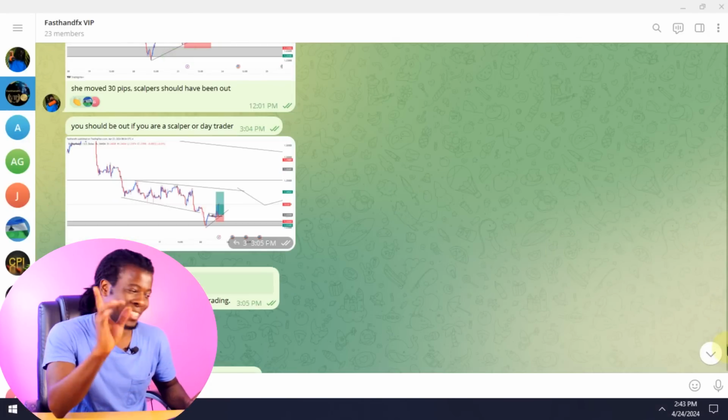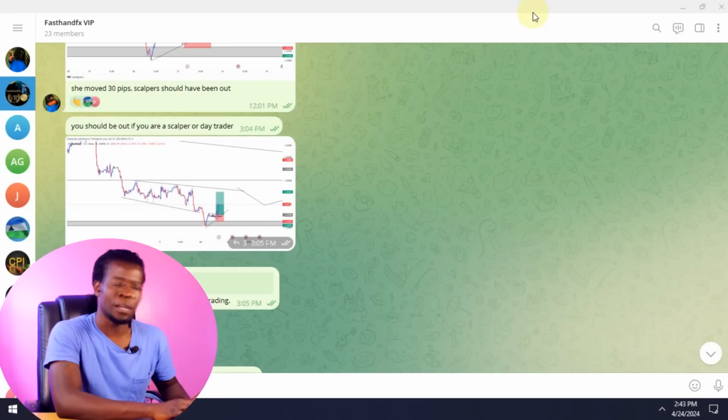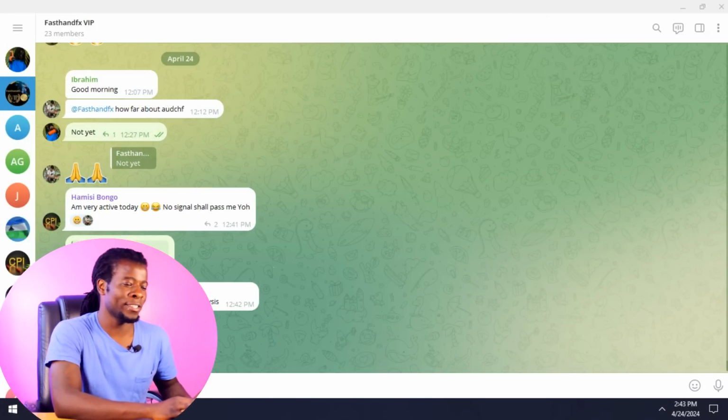Then let me see how much was this. 55 pips, more than a scalp. This is when the market was 55 pips. That was more than a scalp and more than a day trader. And so the rest was only for the swing traders to hold.